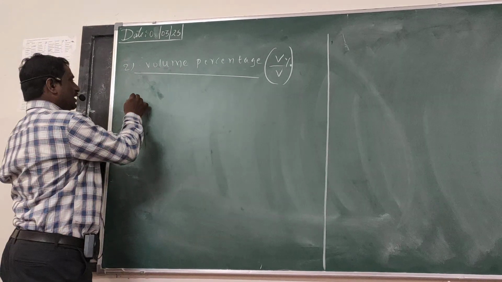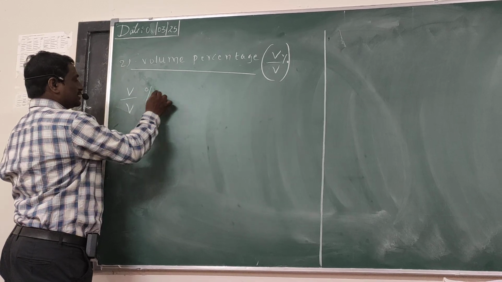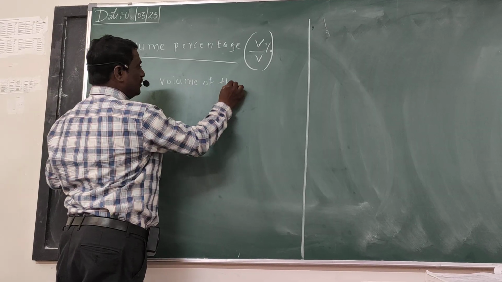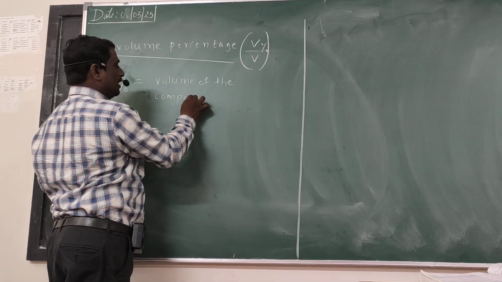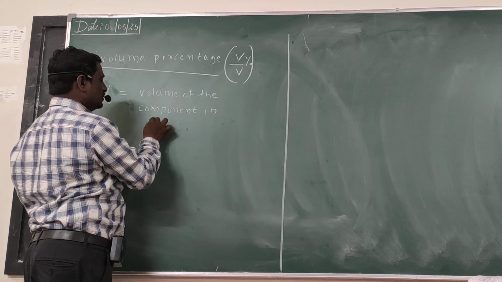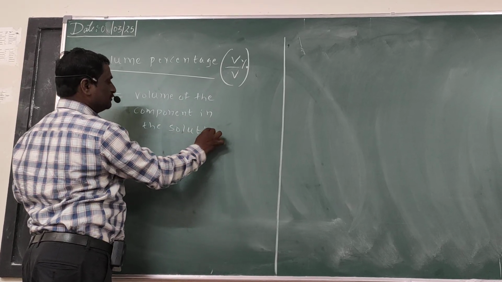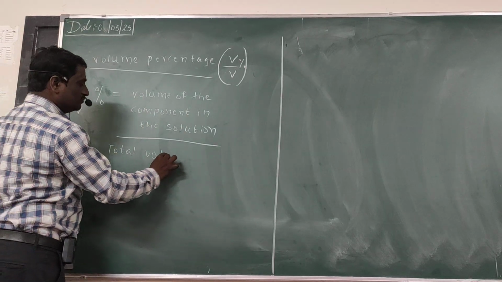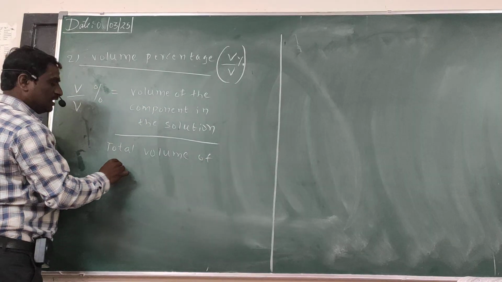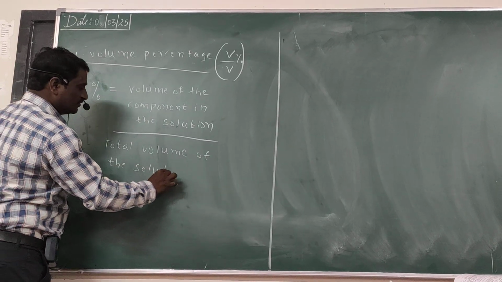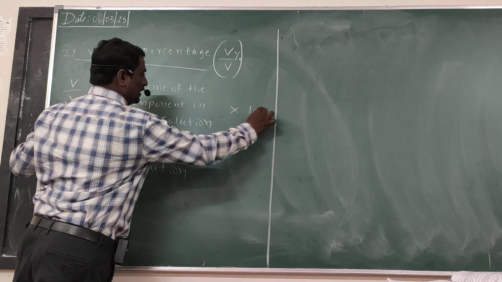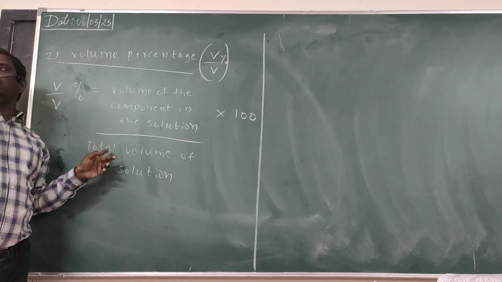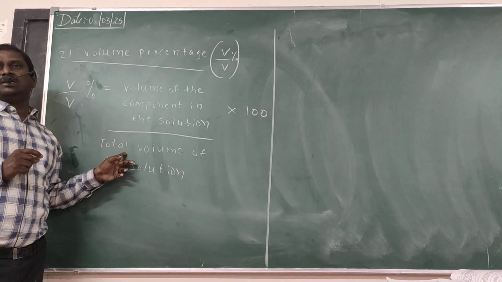Now tell me, V by V percentage is equal to what? Volume of the component in the solution, divided by total volume of the solution, into 100. So there is only one difference: volume. What is the difference?